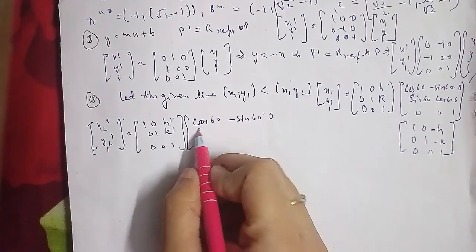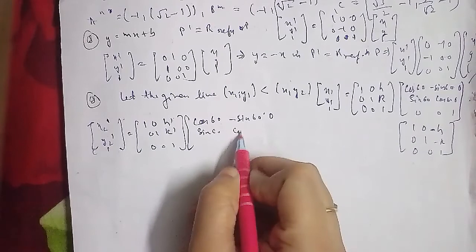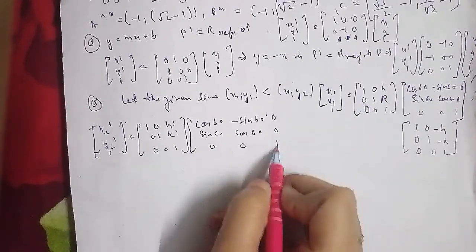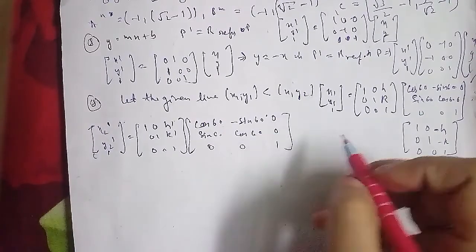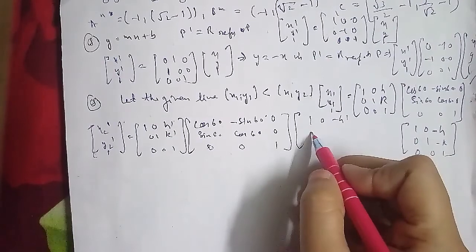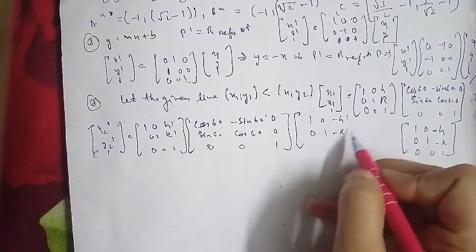Let's go ahead with the other question, which is to show that the reflection about the line y equals minus x is equivalent to the reflection relative to the y-axis followed by an anti-clockwise rotation by 90 degrees, which we have to solve.